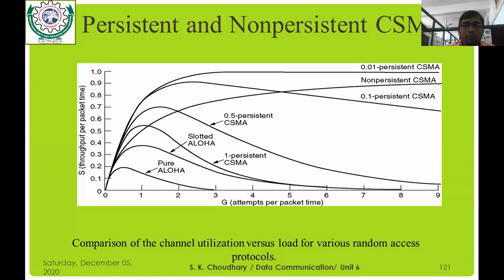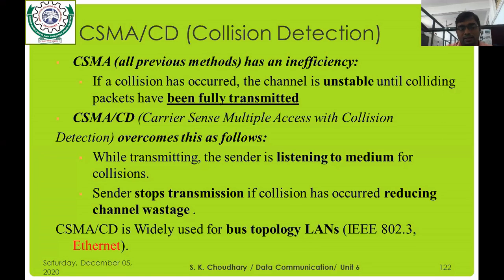So now we have to move to the CSMA technique with collision detection, CSMA CD. So CSMA, whatever all the previous methods we have seen, has an inefficiency. What is the inefficiency within that? If the collision has occurred, the channel is unstable until the colliding packets have been fully transmitted. So CSMA CD overcomes this problem.